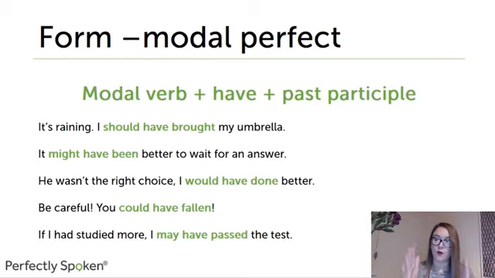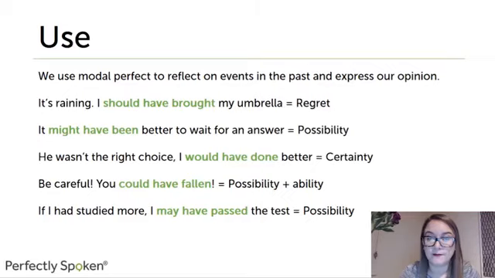So you can see the form is always the same, modal plus have plus past participle. The key difference is the choice of modal verb, and this is something we're going to have a look at in more detail. So in our first example, it's raining. I should have brought my umbrella. We use should to express regret. It might have been better to wait for an answer. I've chosen might to express possibility.